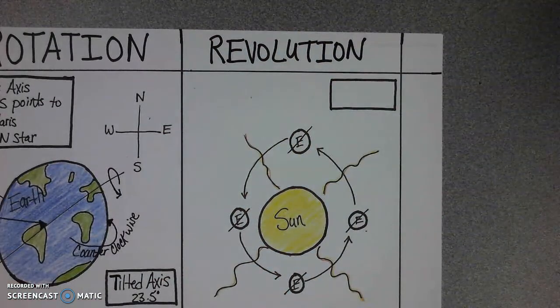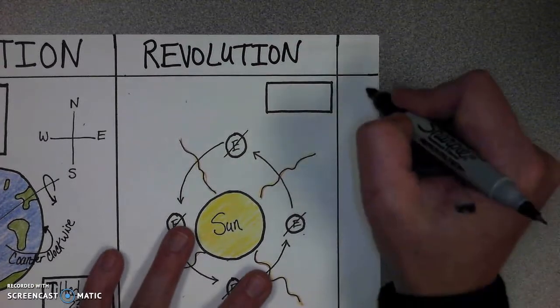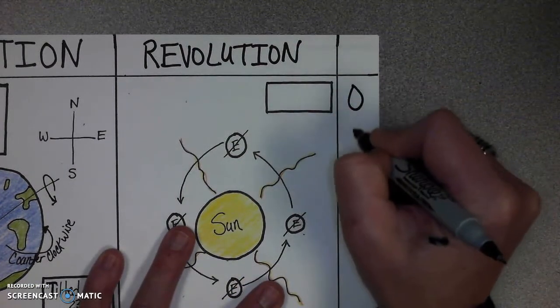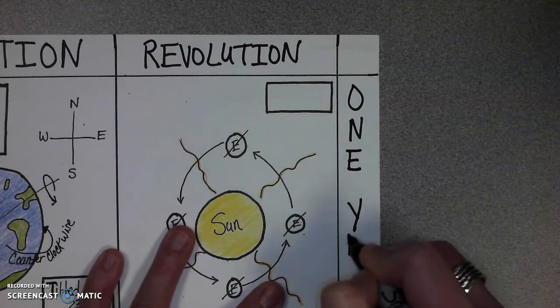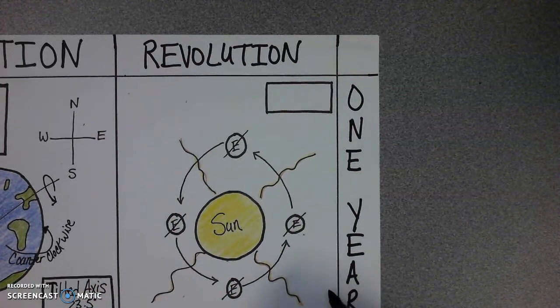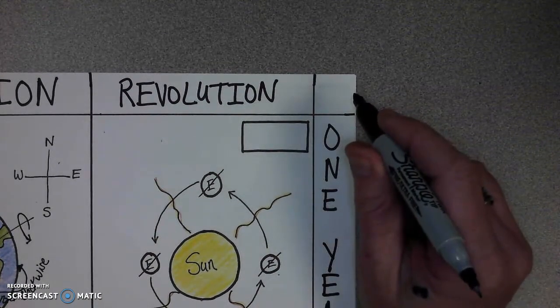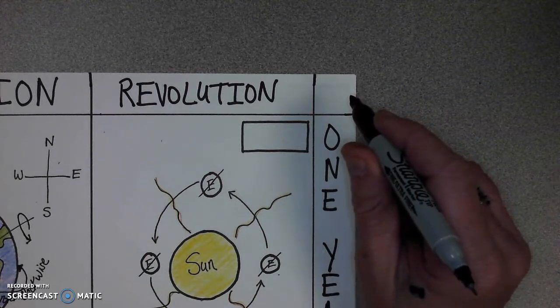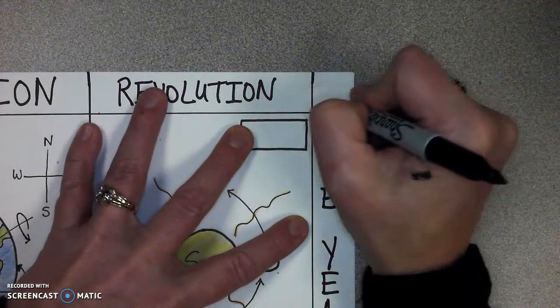All right, revolution is 1 year. So notice, rotation is 1 day. Revolution is 1 year. So, once again, if we look at this revolution right here, I want you to put the word seasons.